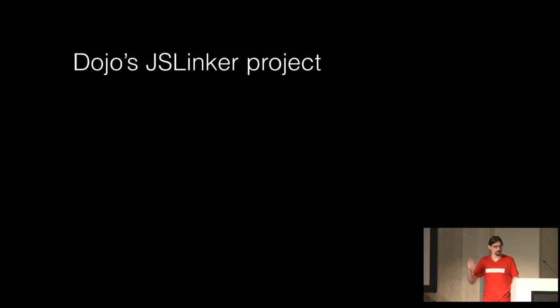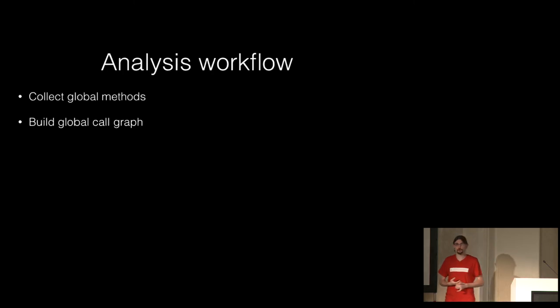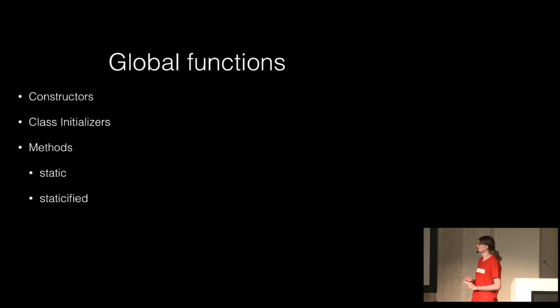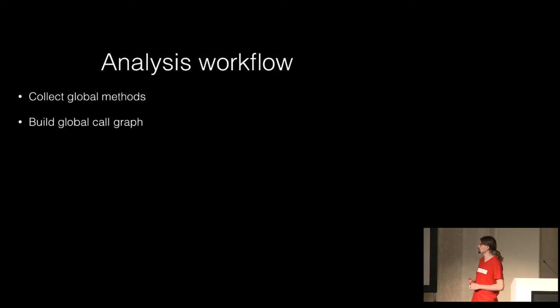And now we're using that tool to try and actually figure out what's going on in this code. And I've got sort of a series of steps that ended up working pretty well to say, okay, let's go through all the code, let's make a pass every time around, not terribly unlike the compiler, except we don't need to loop over and over again, and see what we can find. So first, we collect those global methods, and one more time, those global methods are constructors, class initializers, and we've got two different kinds of static methods we'll be looking for. Plain old static methods and staticified instance methods. And then we build a global call graph.